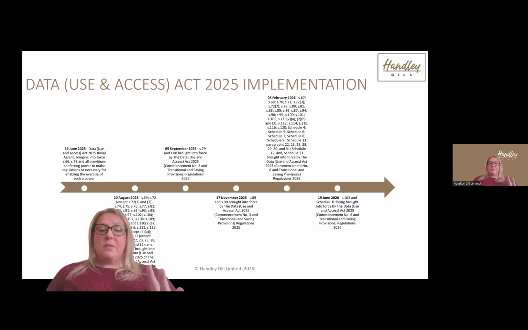The Data Use and Access Act also included provision to make certain provisions come into force with effect from the 20th of August 2025, and that was supplemented by the Data Use and Access Act 2025 Commencement No. 1 Regulations 2025, which brought some more provisions in with effect from that date. The next tranche came into force by way of the Data Use and Access Act 2025 Commencement No. 3 and Transitional and Saving Provisions Regulations 2025.